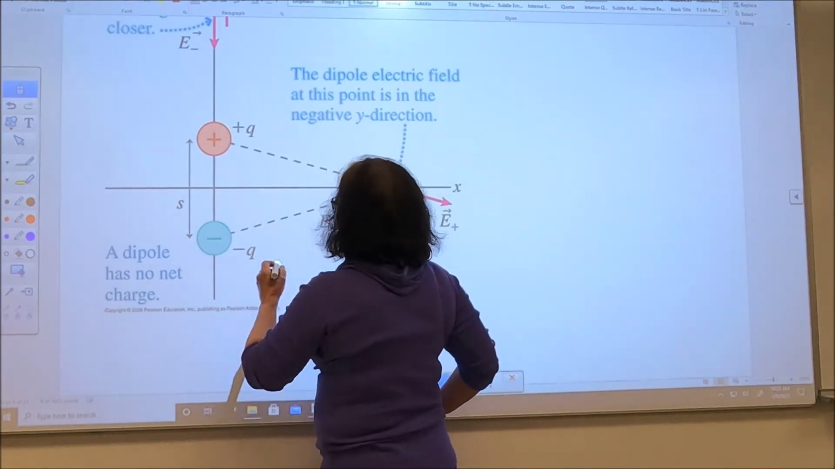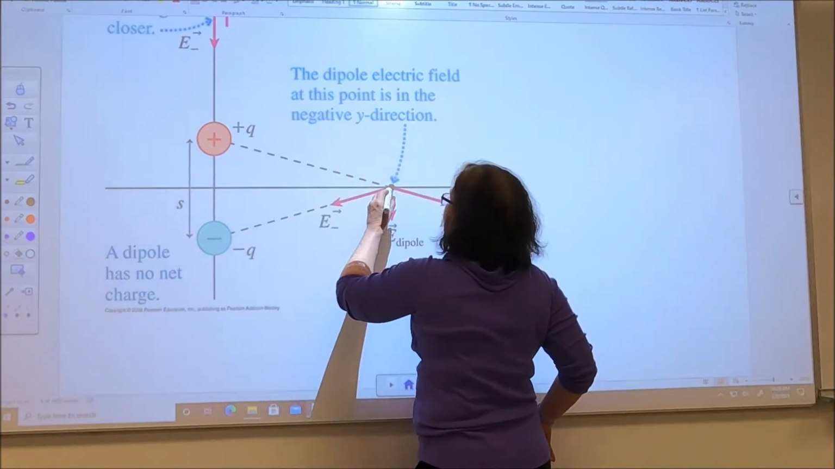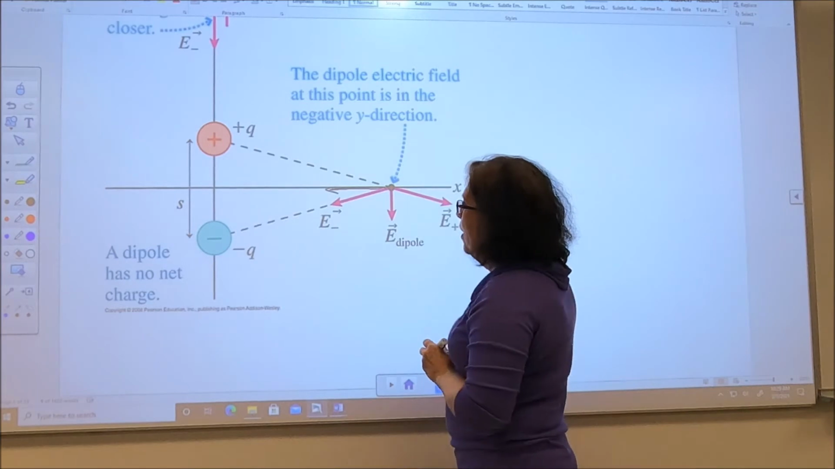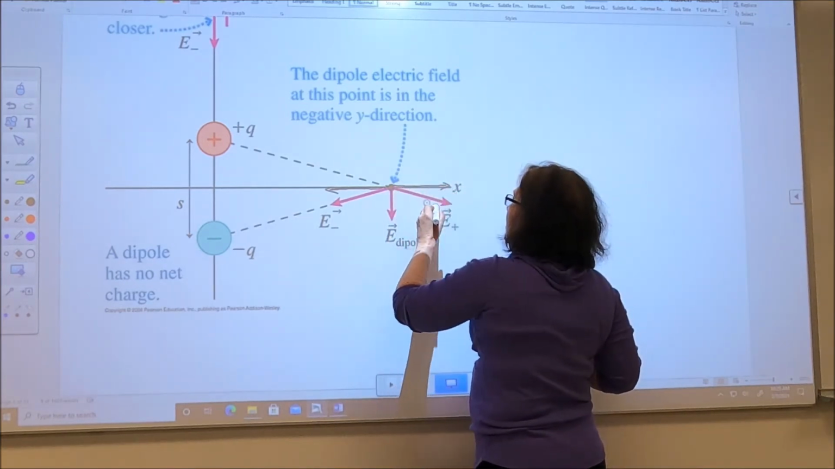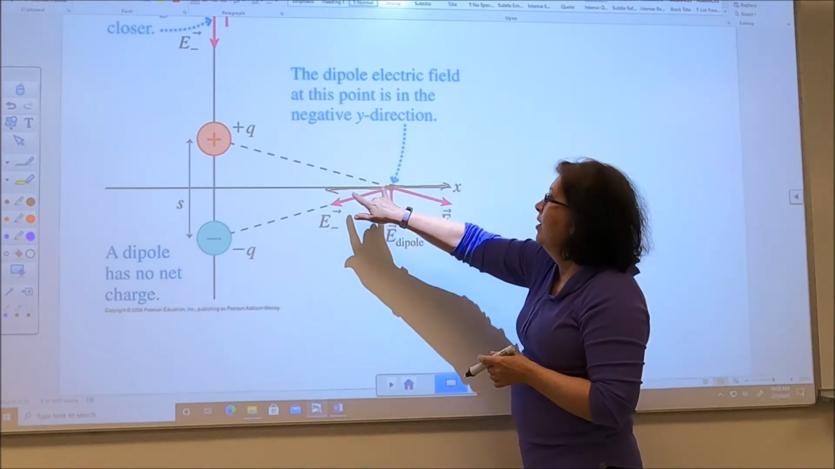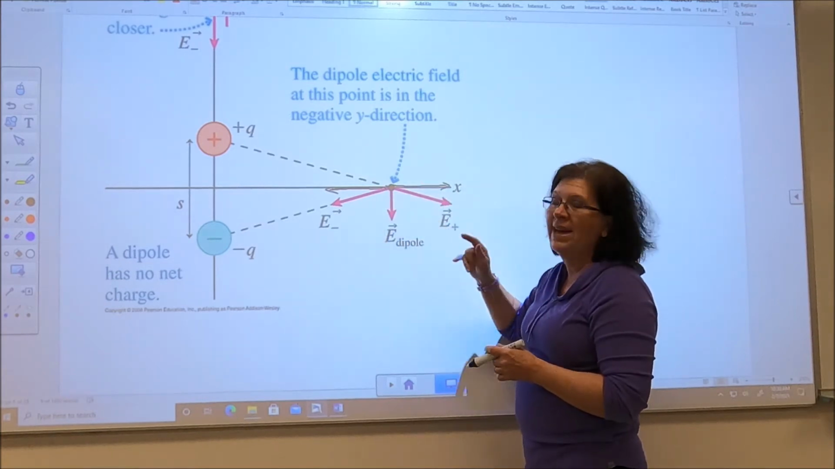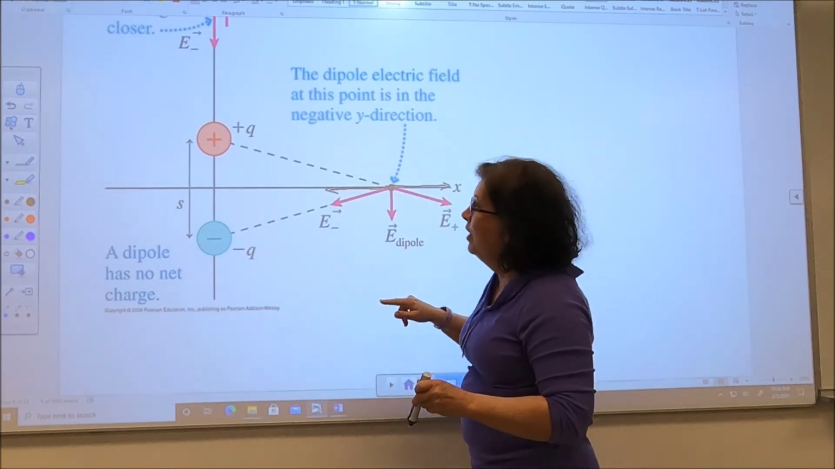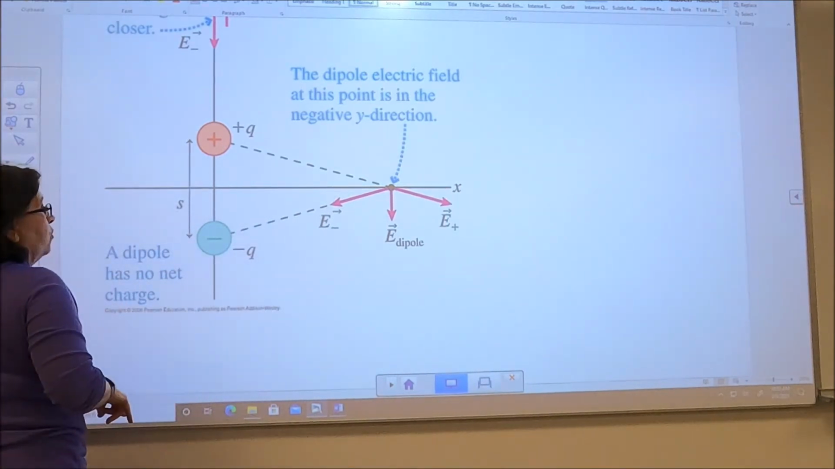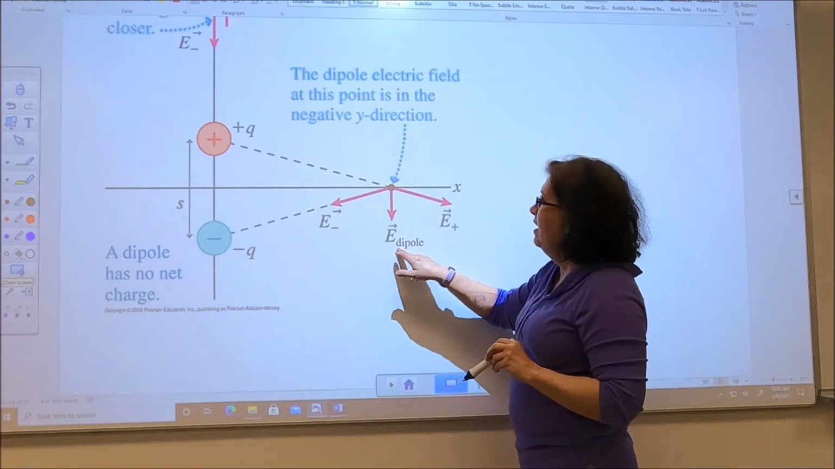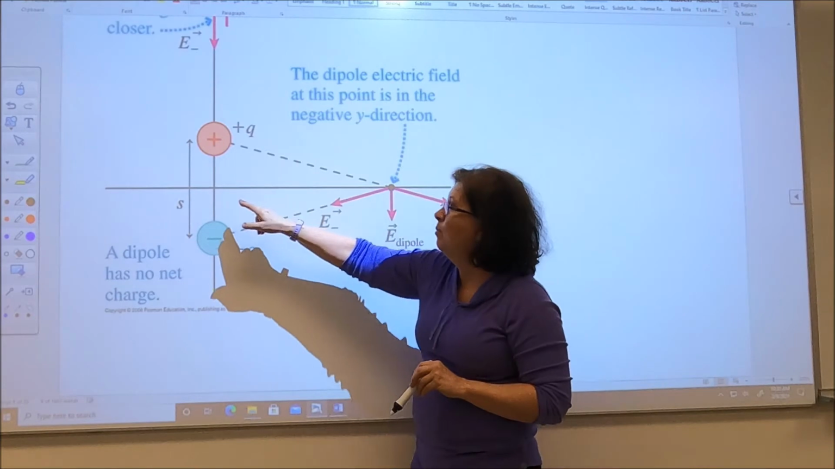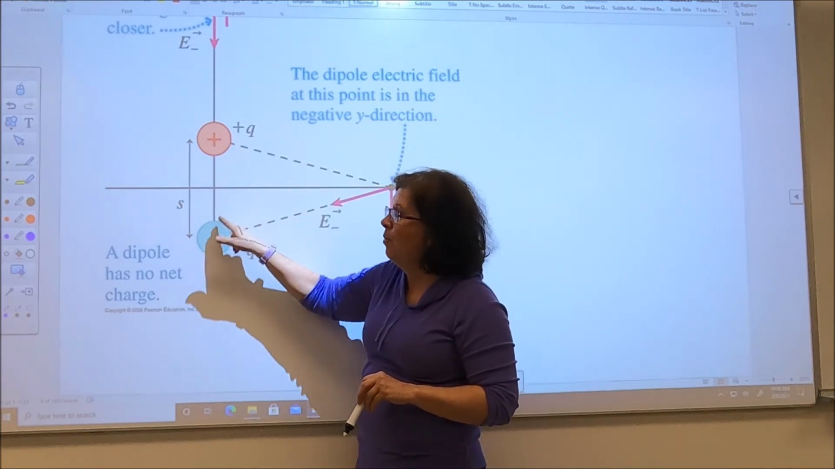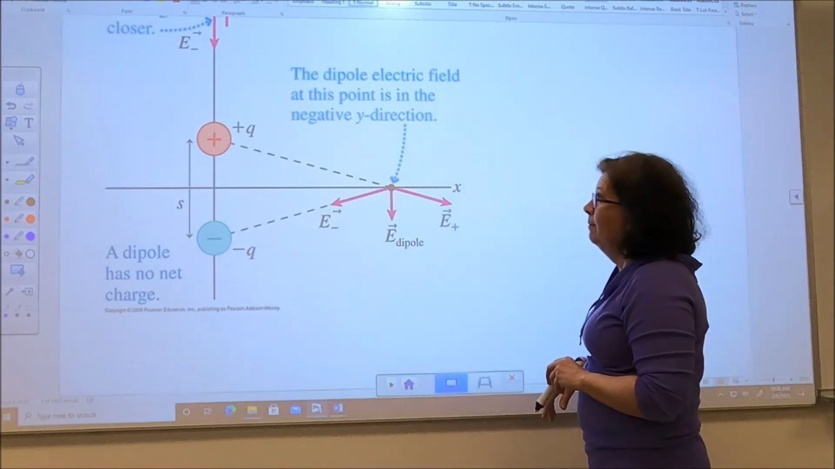So if you think about this, there's the x component of the E negative. There's the x component of the E positive. They're equal in magnitude, opposite in direction. They're going to cancel each other out. This angle theta is the same, so those two are going to be the same. They're going to cancel each other out. So all we're left with is an electric field vector that's pointing this direction. It's parallel to the dipole. The axis of the dipole is perpendicular to the midline.